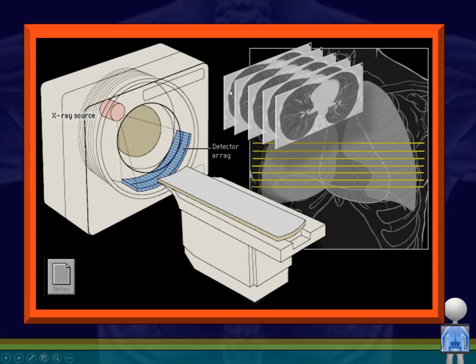So as I do, I get these pictures almost as if we slice them up. So here might be, for example, this might be here, this might be here, this picture here might be here, and this is how we get these different sections of CAT scans.